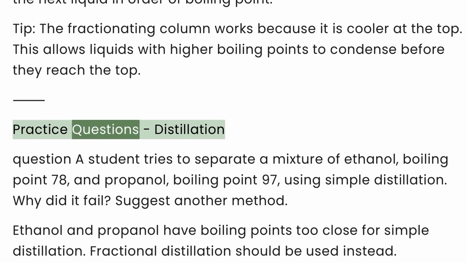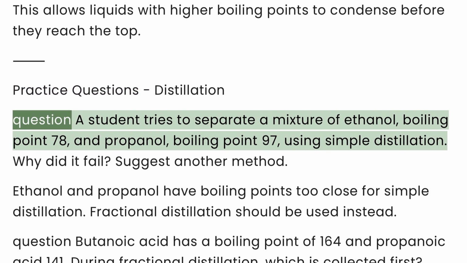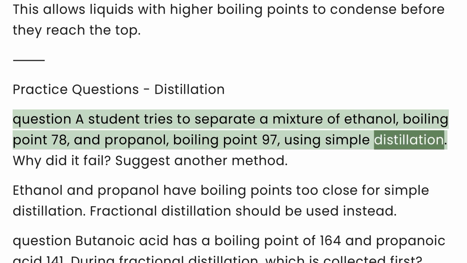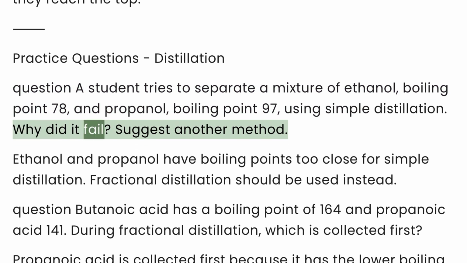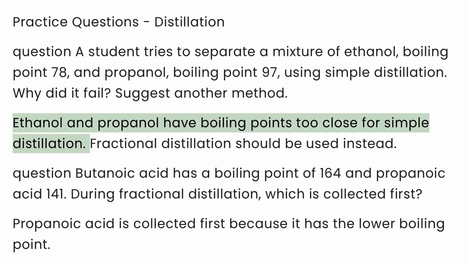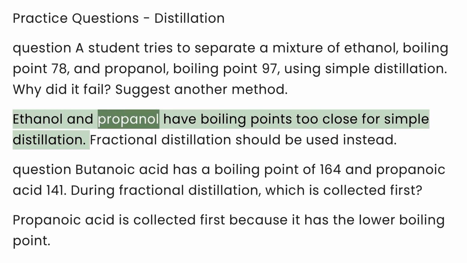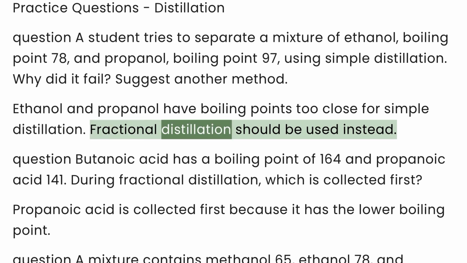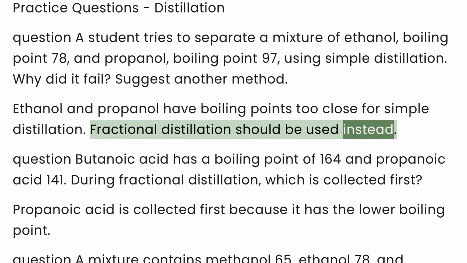Practice questions. Distillation. Question. A student tries to separate a mixture of ethanol, boiling point 78, and propanol, boiling point 97, using simple distillation. Why did it fail? Suggest another method. Ethanol and propanol have boiling points too close for simple distillation. Fractional distillation should be used instead.